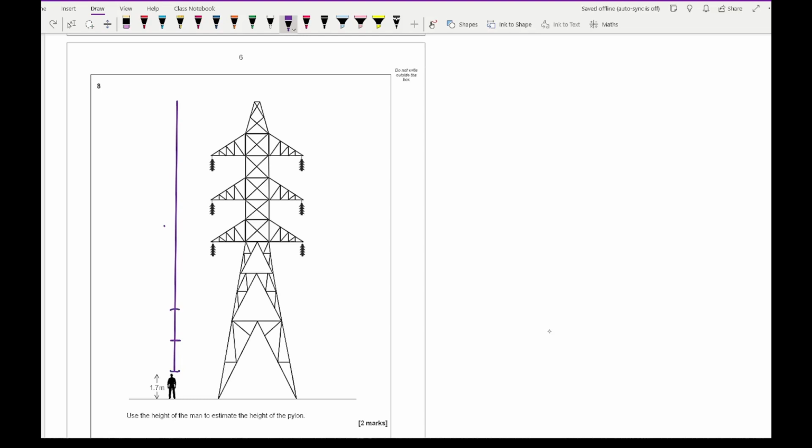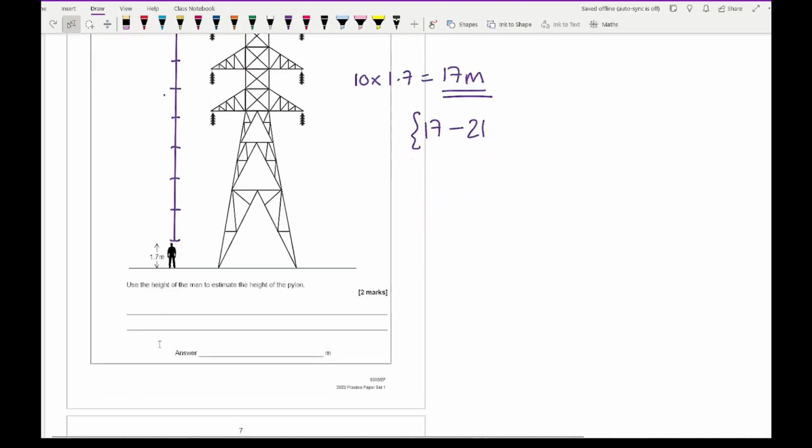From this, we then want to see how many men fit. So we've got 2, 3, 4, 5, 6, 7, 8, 9, 10. So I reckon 10 men. So we've got 10 times 1.7. So we're looking at an answer of around about 17 metres. Now on the mark scheme they would accept any answers between 17 and 21. Moving on to the next question then.